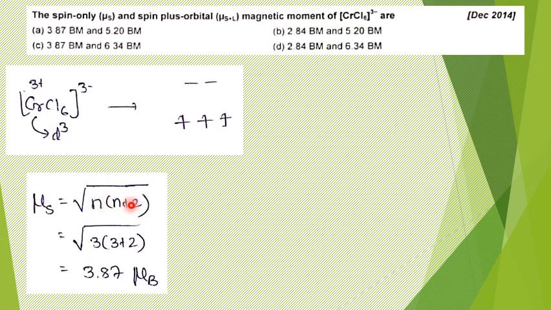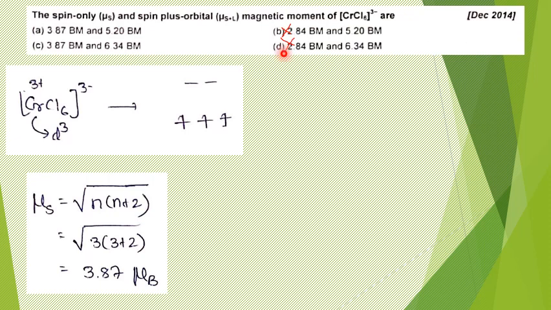Substitute n as 3: 3 into 3 plus 2, which is 5, into 3 is 15. So it is close to root 16 or slightly less than 16, so therefore it should be 3.87 Bohr magneton, right? Even if you just do this, you can look at these two options, A and C, which have got 3.87 for the spin only magnetic moment, and the others are different. So readily you can eliminate option B and option D, even if you just calculate the spin only magnetic moment.